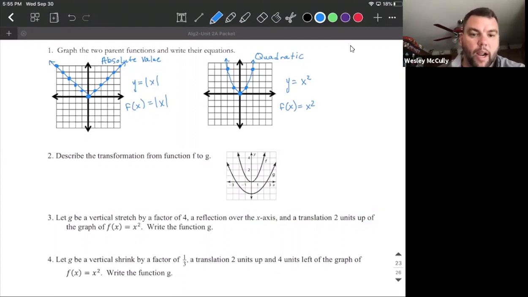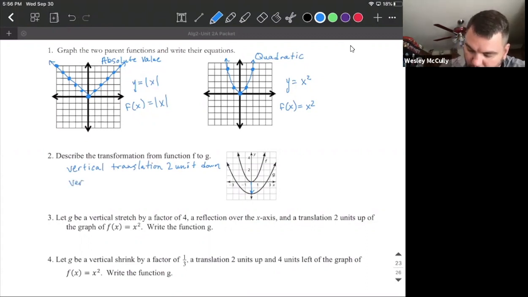In number 2, it says describe the transformation from the function f to g. f is the parent function of a quadratic equation, and g has a vertical shift or a vertical translation two units down. g is also wider than f, which is called a vertical compression.